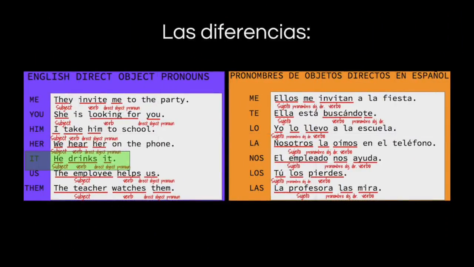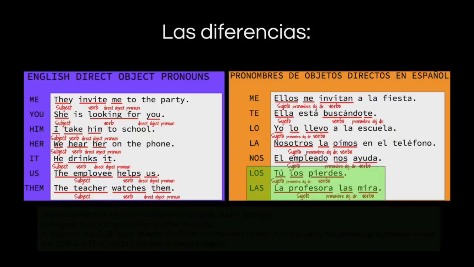I put the two tables next to each other so we could look at some differences. In Spanish, they don't have the direct object pronoun it. You guys know that they don't need the direct object pronoun it because every single noun, whether animate or inanimate, has a gender. So it's going to be lo or la. Another difference is that Spanish uses two different pronouns for them, los y las. In English, we don't differentiate between genders for them, just like they in English, whereas in Spanish, they do differentiate like ellos and ellas, so they use los and las.